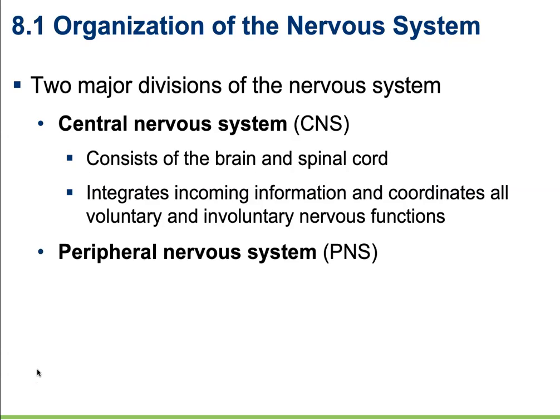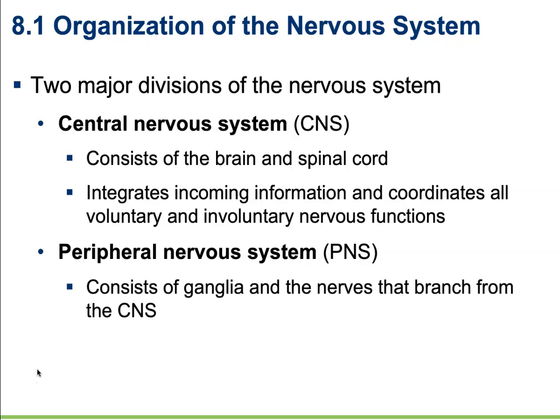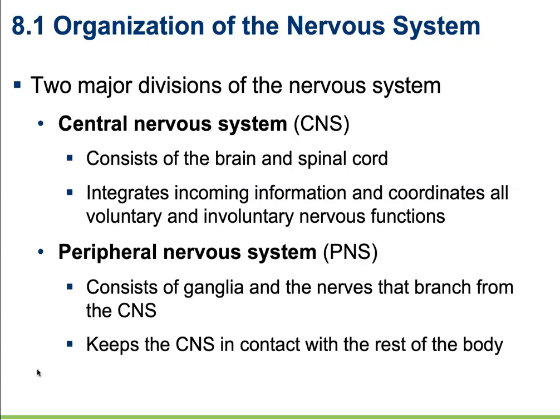The peripheral nervous system is going to be responsible for getting the information and carrying out orders. So the peripheral nervous system is going to consist of the ganglia and the nerves that branch out from the central nervous system. It helps keep the central nervous system in contact with the rest of the body. So the central nervous system is basically the decision maker. The peripheral nervous system is the one who's going to be obtaining information and following out orders.